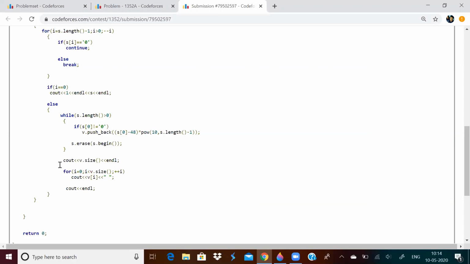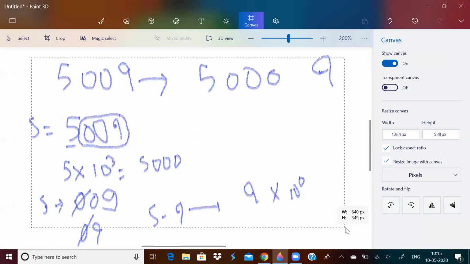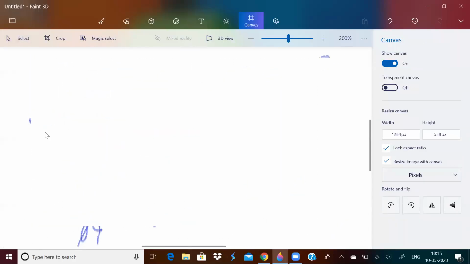Then your answer is what? Your answer is, first of all, how many numbers are there? That will be equal to the size of the vector. So print that. Then you print all the vector elements. Let us take the last example. I'll explain what I was trying to say. I hope you got this 5009 example.